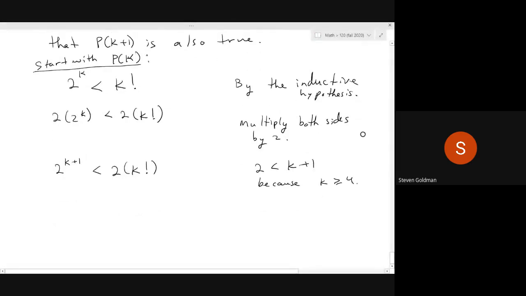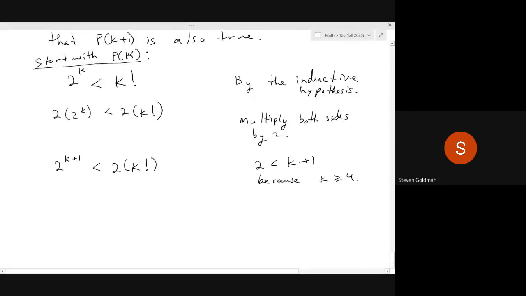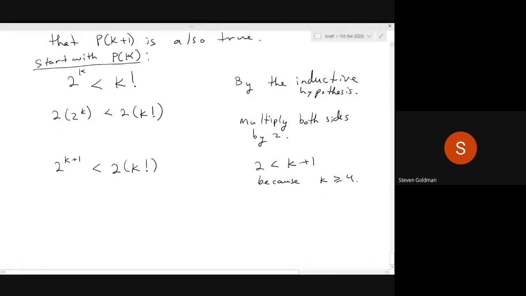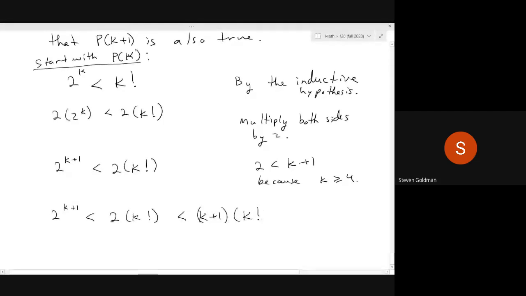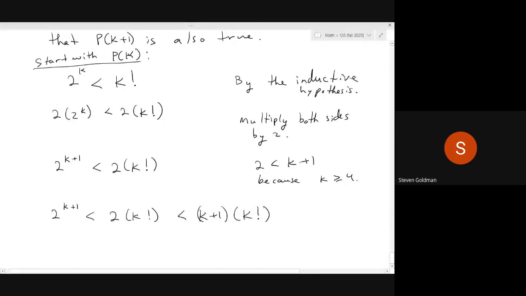So what does that mean? That means that 2 to the k plus 1 is less than 2 times k factorial. And 2 times k factorial will be less than k plus 1 times k factorial. Why? Because 2 is less than k plus 1. So 2 times k factorial is less than k plus 1 times k factorial.